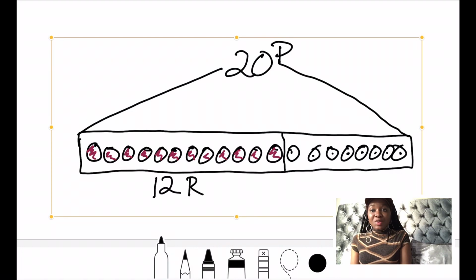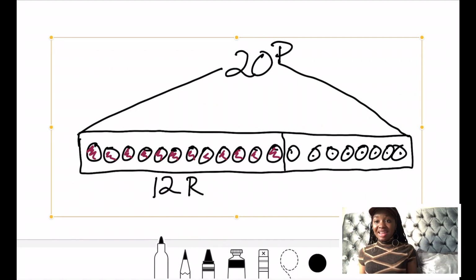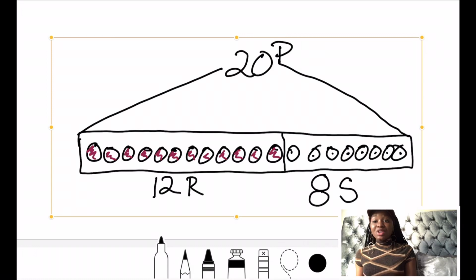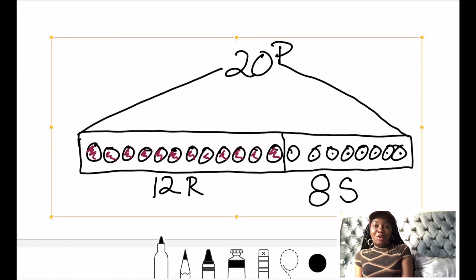How many sunflowers did Miss Swain have? 8! Miss Swain had 8 sunflowers. Now I'm going to write 8 and label it S to represent 8 sunflowers. We found the answer. Now let's see how we can use a number bond, a number sentence, and a statement.